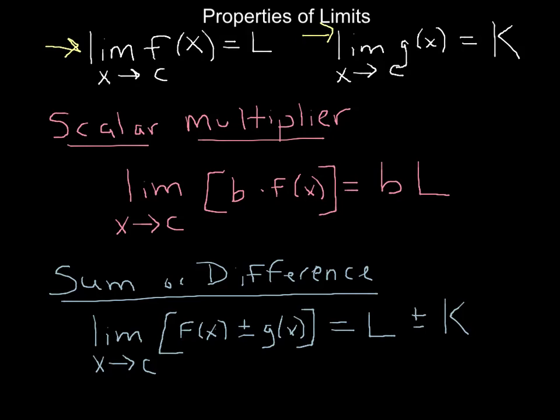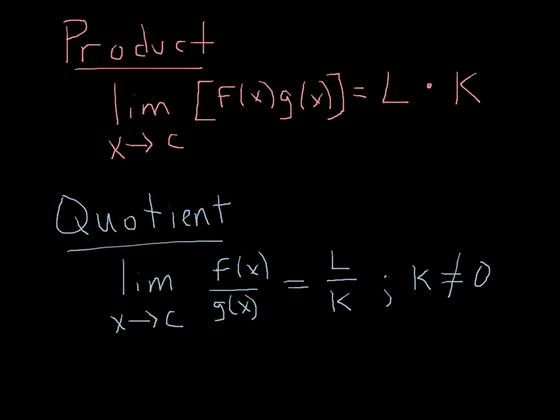The sum or difference, the limit as x approaches c of f of x plus g of x would be L plus k, and if it's f of x minus g of x, it would be L minus k, the limit of f of x plus or minus the limit of g of x. The product rule, okay, for limits, if I take the limit of the product of the two functions, I just take the product of their limits. Quotient rule, the limit of the quotient of two functions is the quotient of their limits, and notice that k cannot be 0.